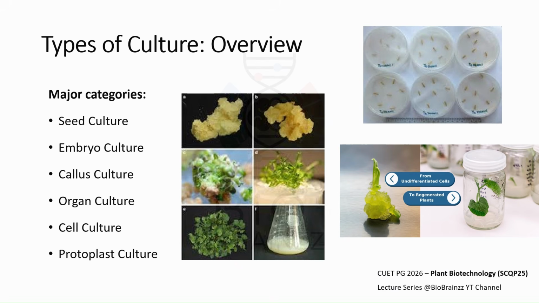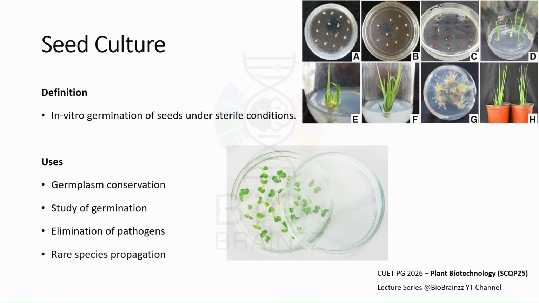Protoplast culture is unique because it involves removing the cell wall and is especially important in somatic hybridization and genetic engineering. CUET PG sometimes asks direct classification type questions such as which of the following is not a type of plant tissue culture. So you should be very familiar with the list.